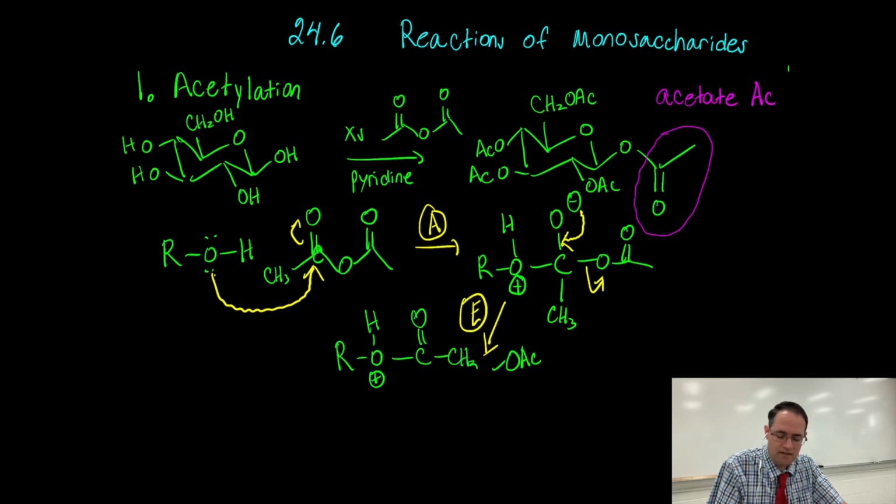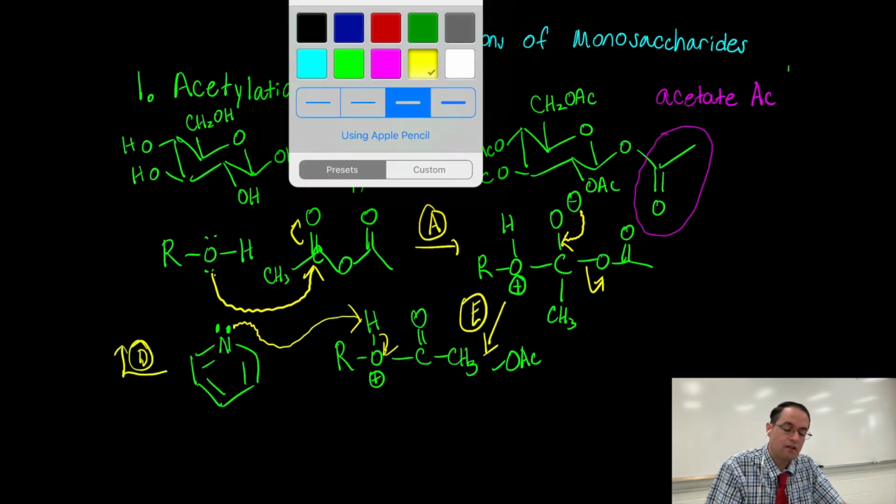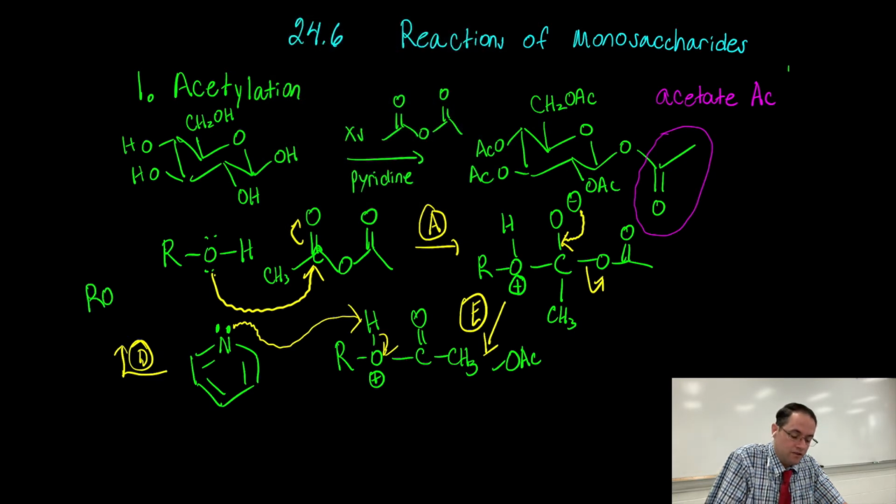Okay, so we've got our acetate on there, and now this is where pyridine comes in. So remember that pyridine is a heteroaromatic amine, okay? And the lone pairs here are basic. So we can use pyridine as a base to remove this proton here, okay? And that's going to give us the ester. So that step is a deprotonation step. And let's draw the product, ROAc, okay? So those are the steps there, all right?